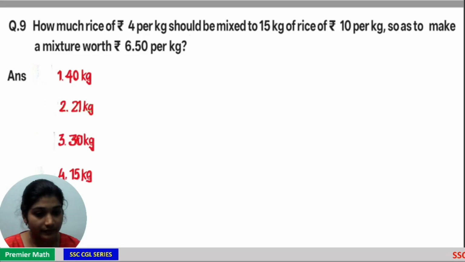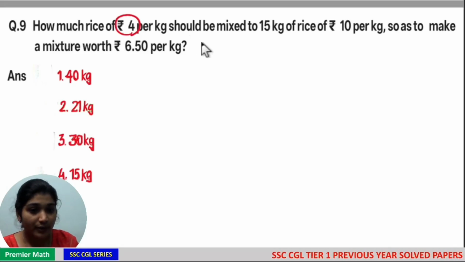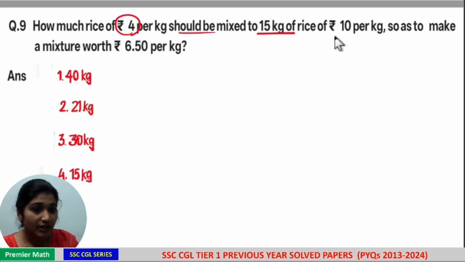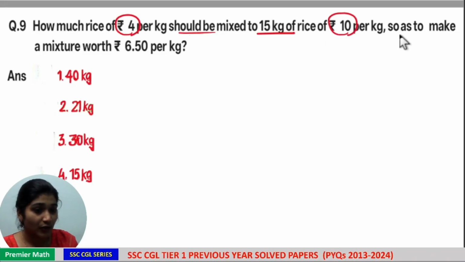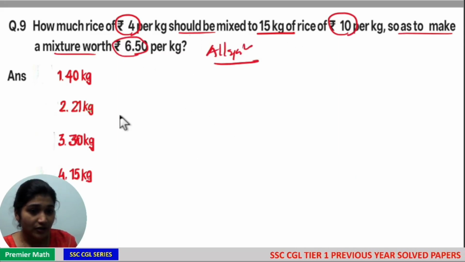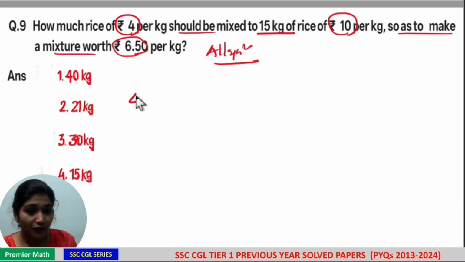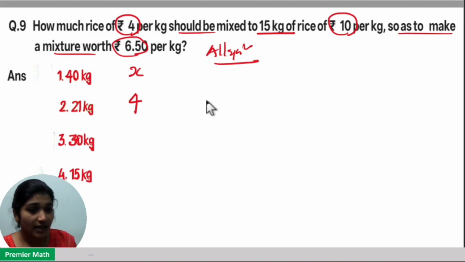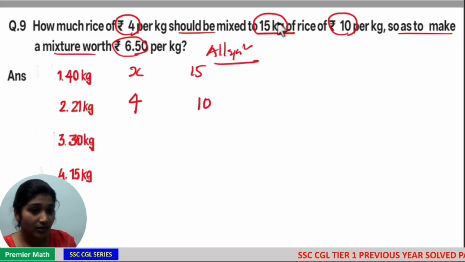So this is it. How much rice of rupees 4 per kilogram should be mixed to 15 kilogram of rice of rupees 10 per kilogram so as to make a mixture worth rupees 6.5 per kilogram? So two varieties of rice mixing to form third variety. You can use alligation method here. So first variety rupees 4 per kilogram and we don't know the weight of this rice variety. Second variety is rupees 10 per kilogram and it is given as total 15 kilogram.